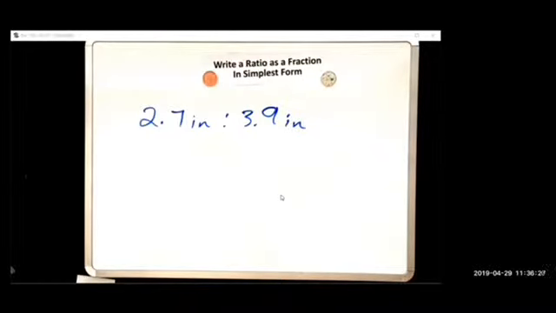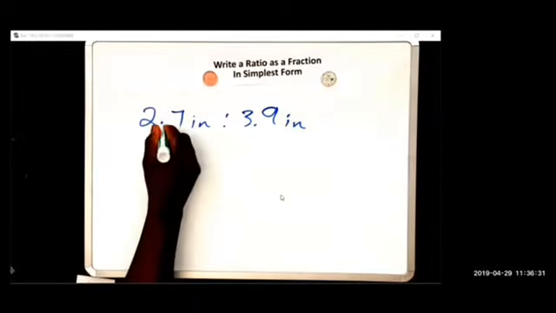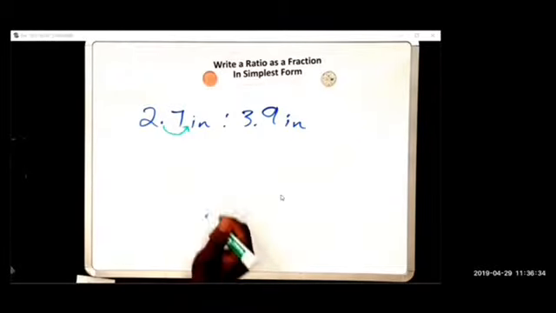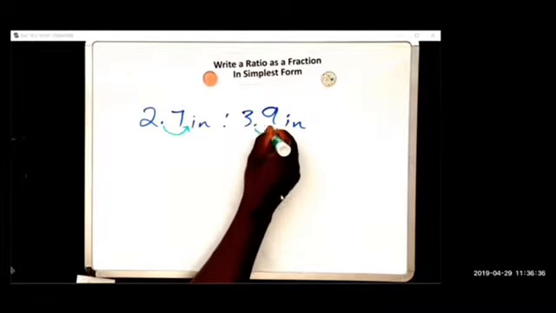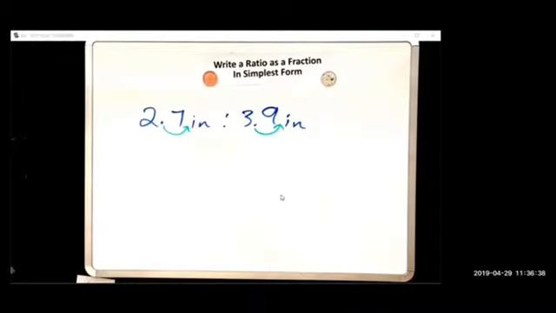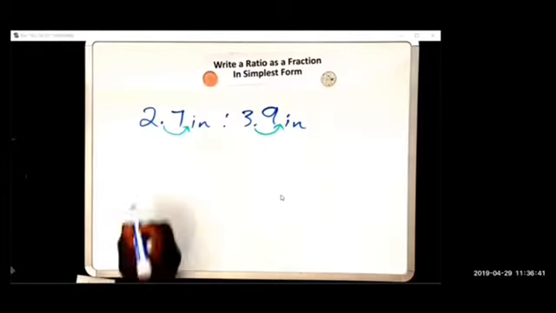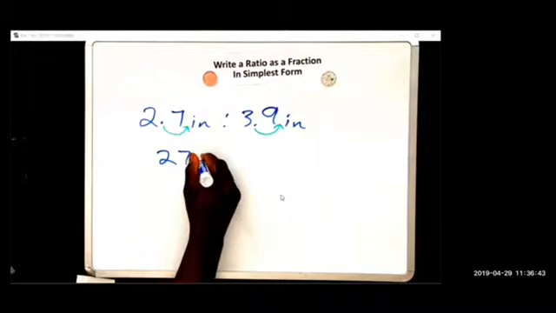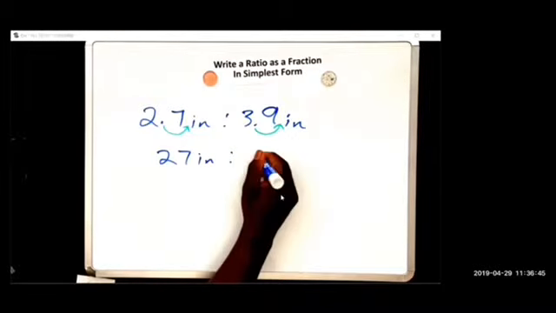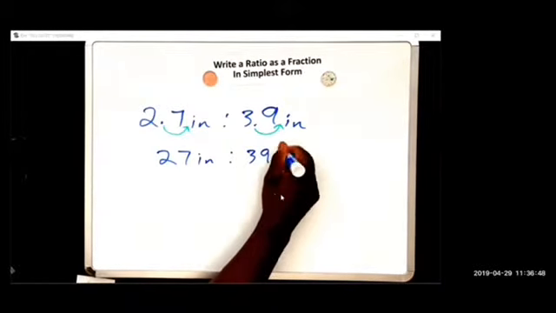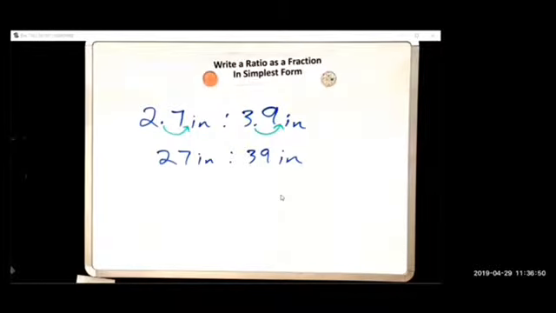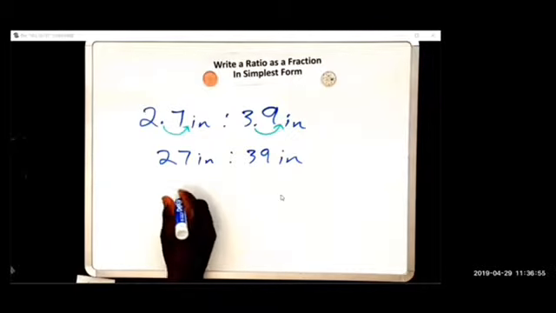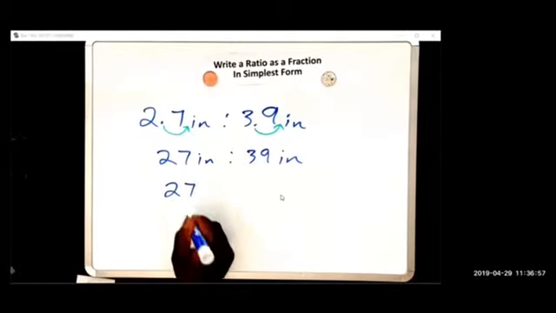So the first thing you want to do is turn that into whole numbers. So we're going to move that decimal. Since we have to move this 1 space, then we only move this 1 space to the right. So then we rewrite it as 27 inches to 39 inches. So that's our first step, moving that decimal. Now we're going to write it as a fraction. 27 over 39.